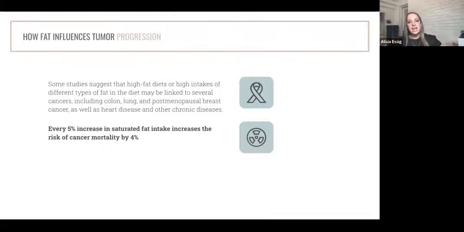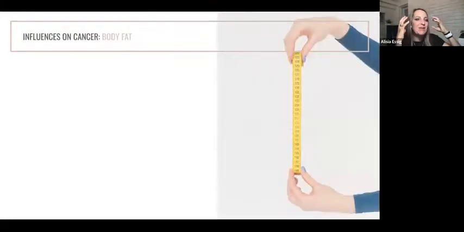Okay, so this is another stat that I want you to listen to. For every 5% increase in saturated fat intake, it increases the risk of cancer mortality by 4%. So every 5% increase in saturated fat can also increase your risk of cancer by 4%. So it's huge. How you lose weight matters. What you're eating matters. We want to avoid all of these animal-based foods and minimize them. Eat meat sparingly. It matters for your long-term health. We want to eat the dairy sparingly as well.